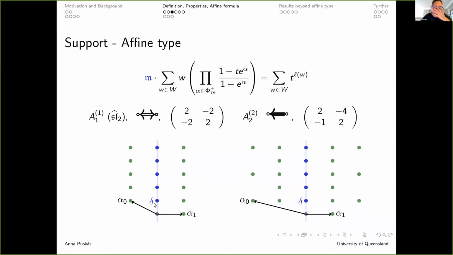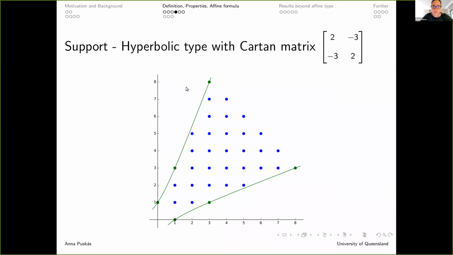Okay, so this is not so surprising given what I've said before, but in the beyond affine type, the support of M is no longer just a half line or positive integer multiples of a minimal imaginary root, but it is instead more complicated.